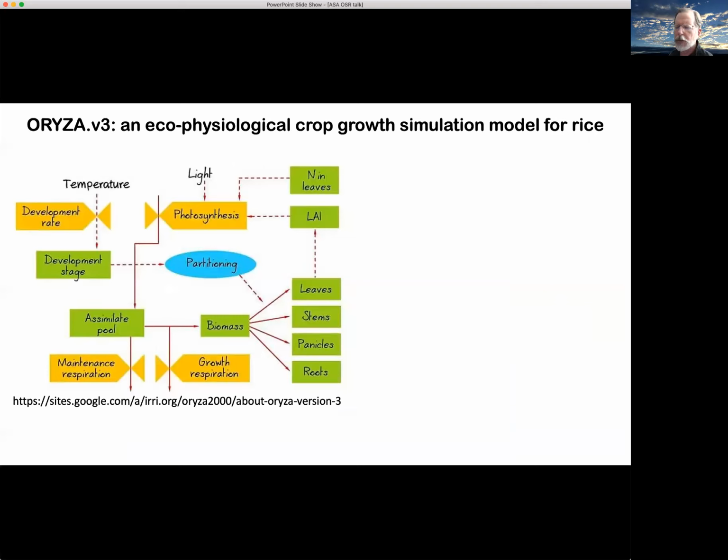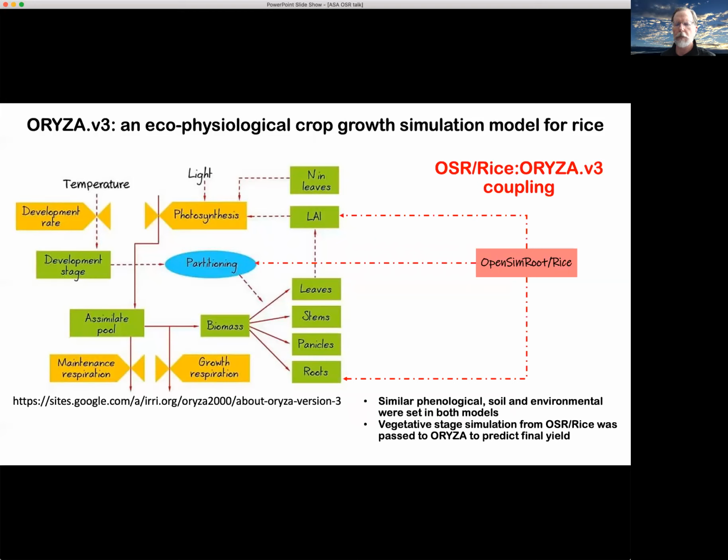To estimate how these changes in plant growth during the vegetative phase could impact final yield, we linked OpenSimRoot to ORYZA version 3. ORYZA version 3 is an ecophysiological crop model simulation for rice that is a biophysical model that captures carbon and nitrogen and water dynamics and photosynthesis and so on. But it's not a functional structural model, it's just a process model. So we hooked these two things together.